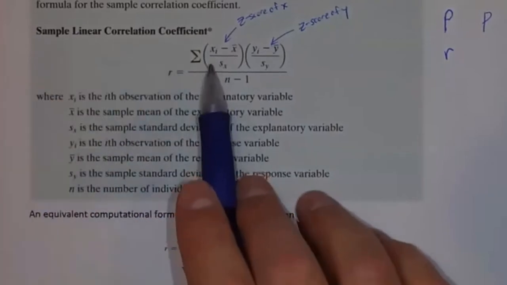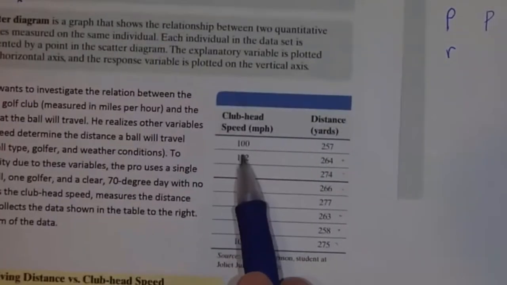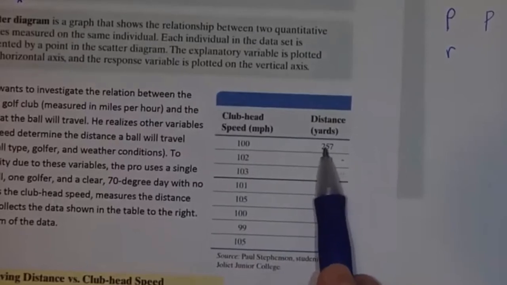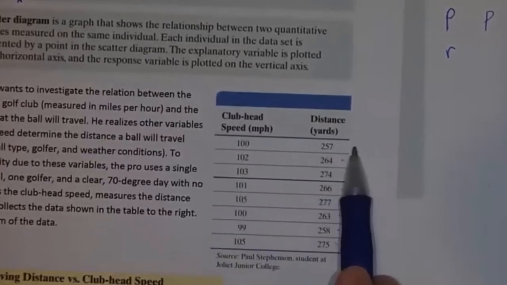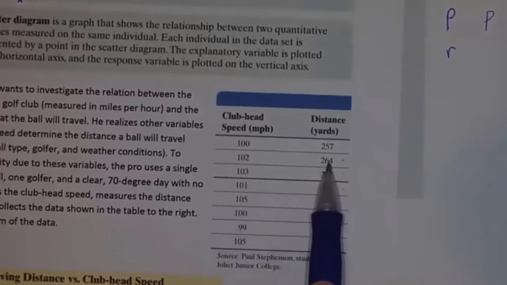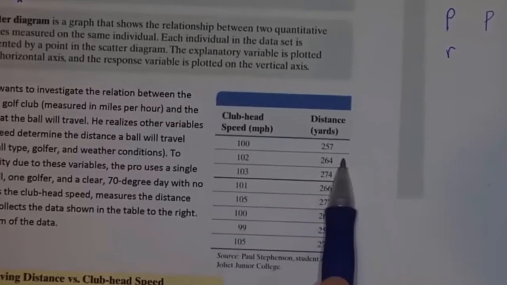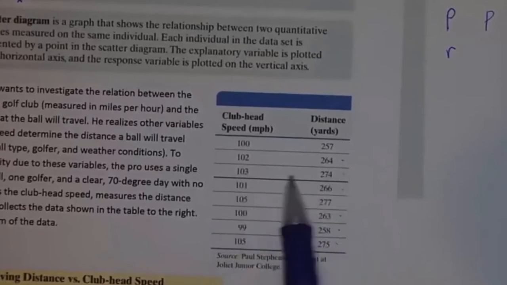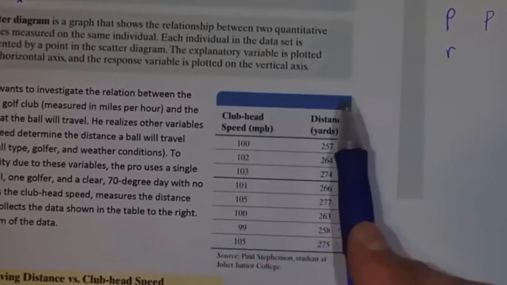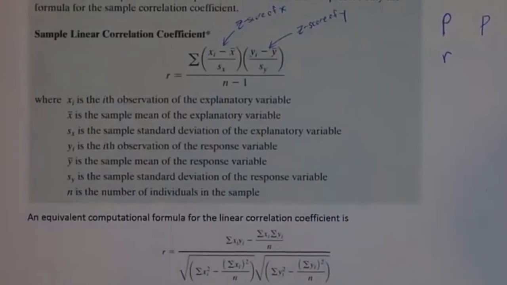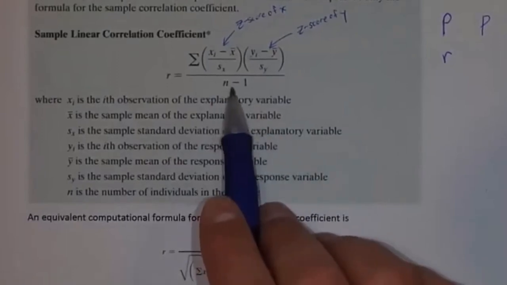So what I'm doing is I'm finding the z-score. I'm going to find the z-score for 100, the z-score for 257, and multiply those two things together. Then I'm going to find the z-score for 102, the z-score of 264, multiply those together. Z-score for 103, z-score for 274, multiply those together, and so on. Once I have all of those products, I'm going to add them up and divide by n minus 1.